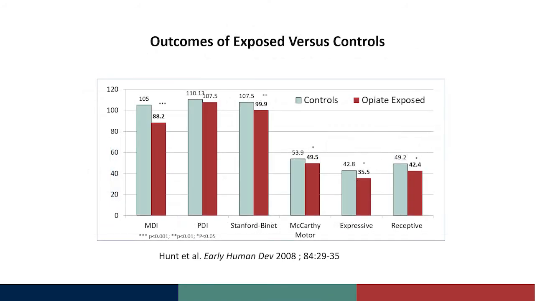Now, how about the outcomes of those babies with NAS during the first few years of life? This just shows you that they lag behind when it comes to the MDI, or mental developmental index, and also their IQ from the Stanford Binet. Those are the red bars. And then in their motor assessment and in their language assessment.